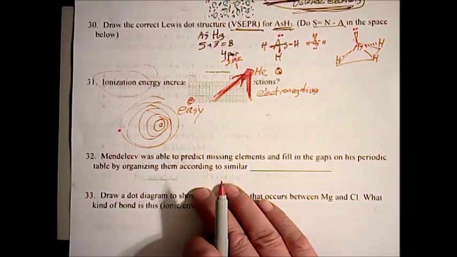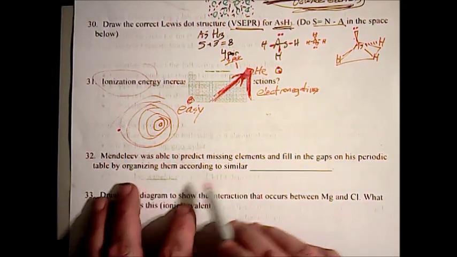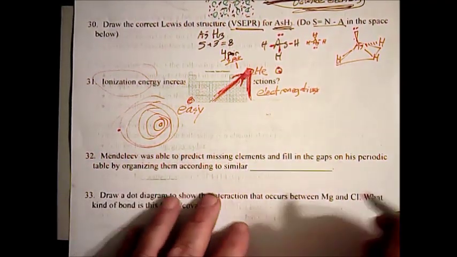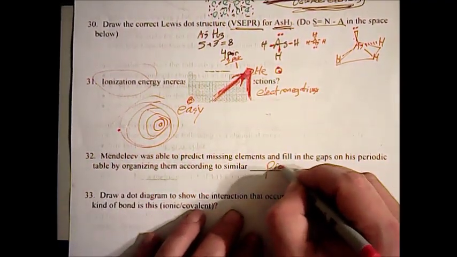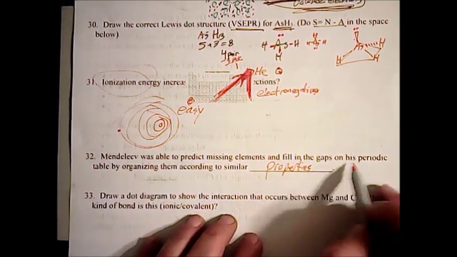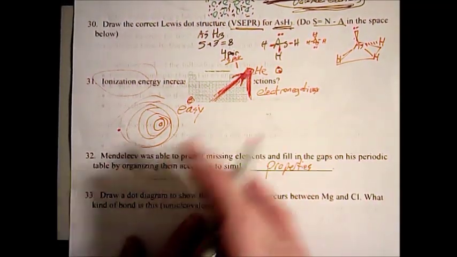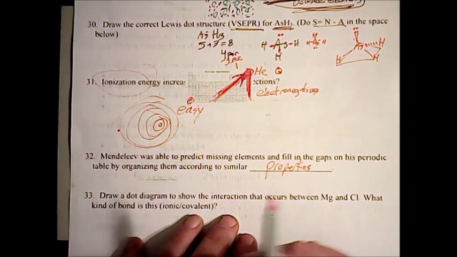32. Mendeleev was able to predict missing elements and fill in the gaps by organizing them according to similar properties. He started off by organizing them by mass, but once he had them in line by mass, he started lining them up by their properties.